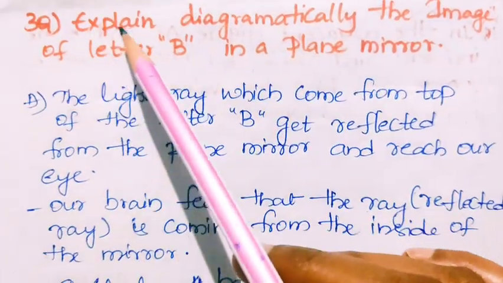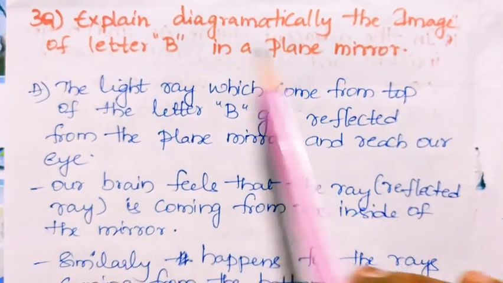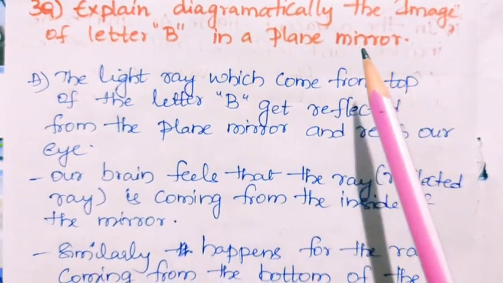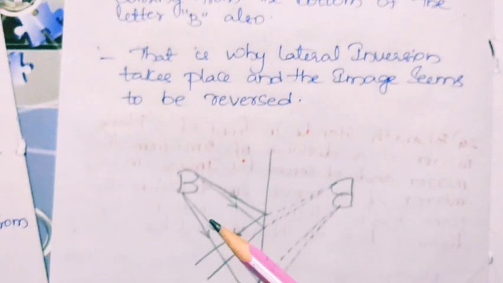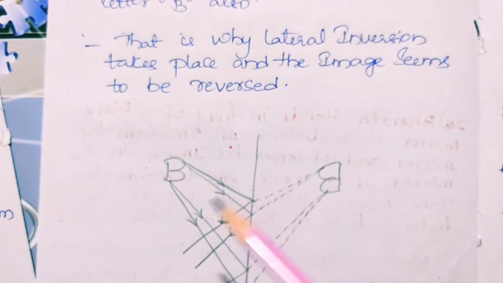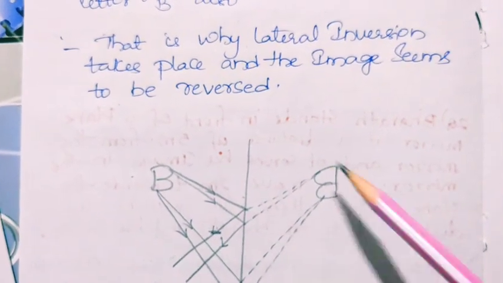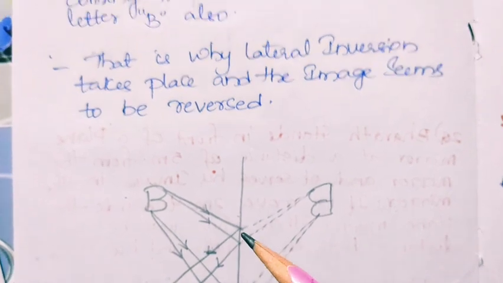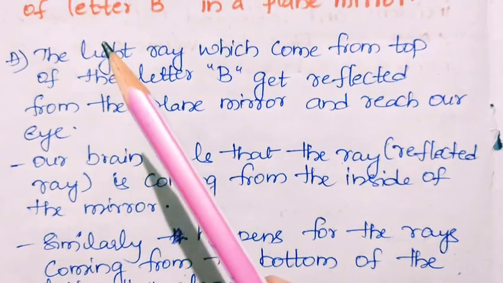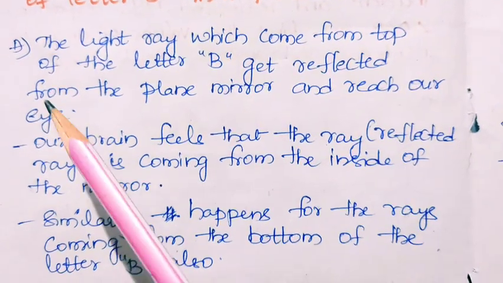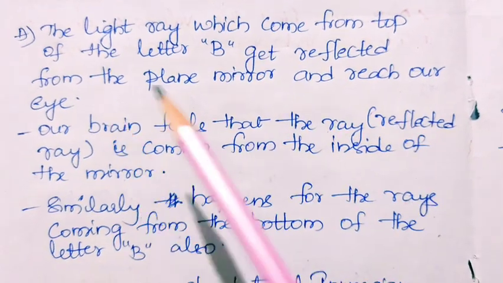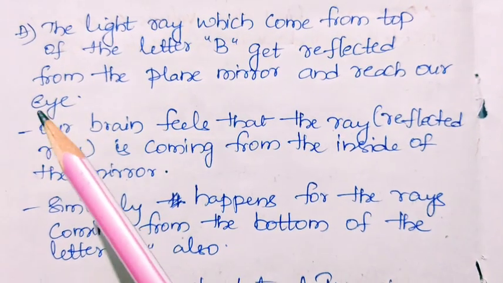Third question: explain diagrammatically the image of the letter B in a plane mirror. So here the image of B in the plane mirror becomes reversed. This is also due to lateral inversion. Now we'll explain it. The light ray which comes from the top of the letter B gets reflected from the plane mirror and reaches our eye.